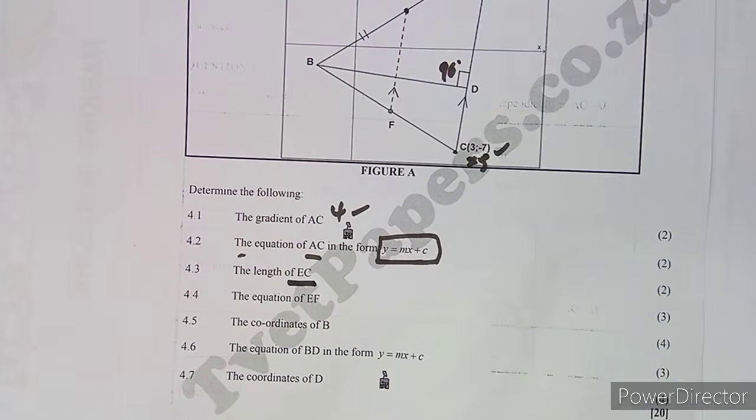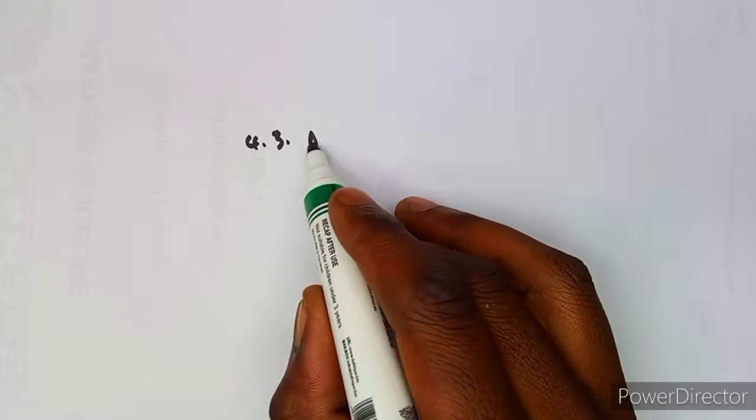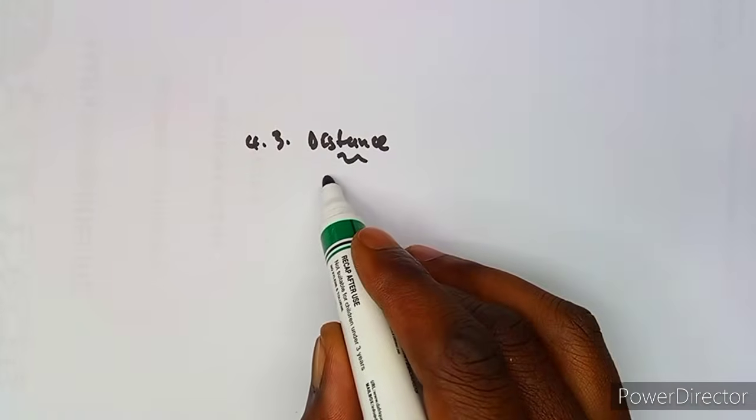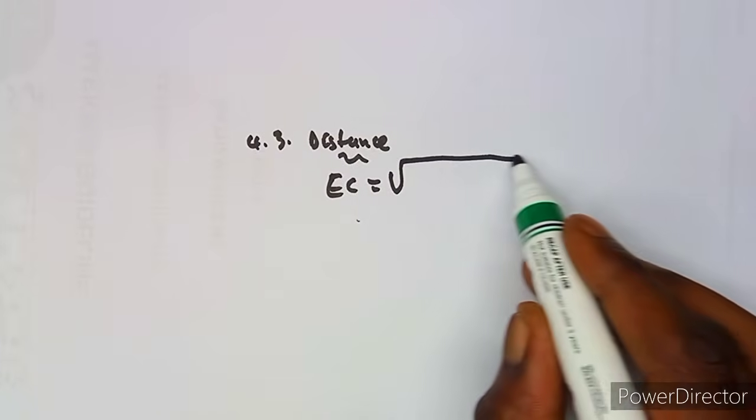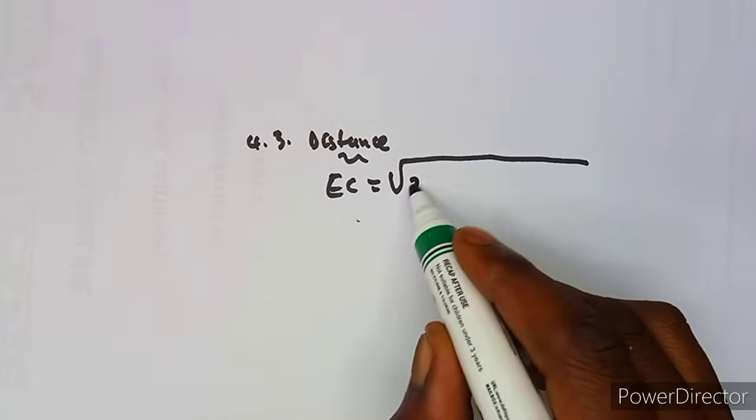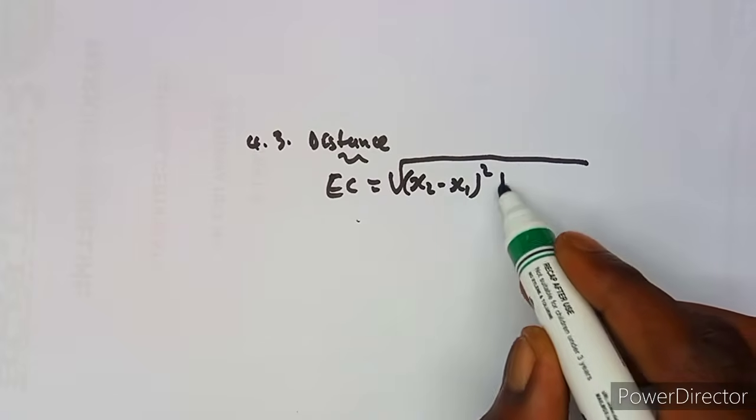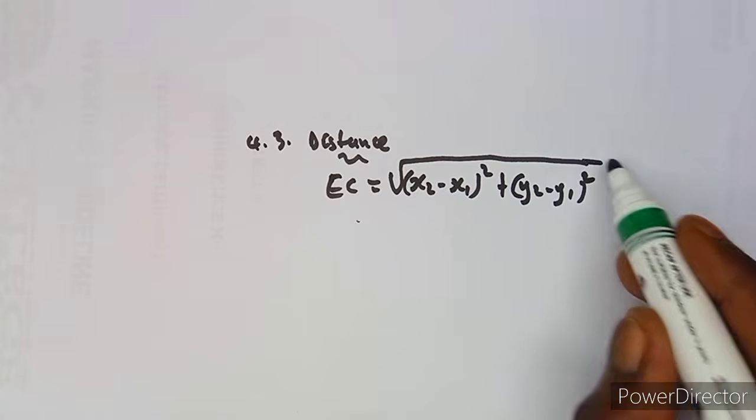Okay, so this is the length of EC. This also is given on your formula sheet. This length is actually given with the distance formula. So this is 4.3. So this length is taken from what? From the distance formula. So which means EC, the length of EC, the distance formula is the square root of x2 minus x1 squared plus y2 minus y1 squared. This is the distance formula.